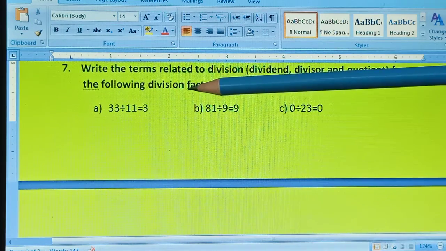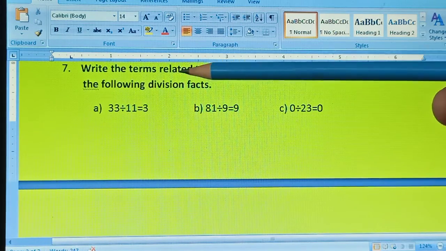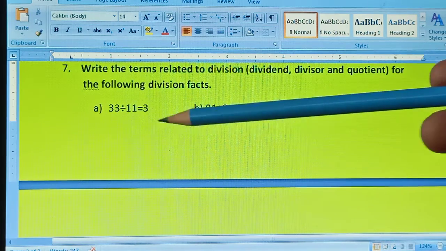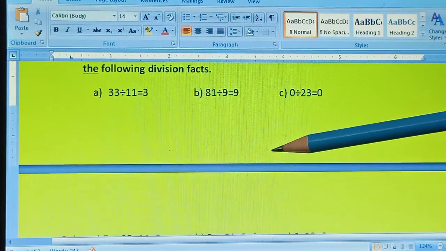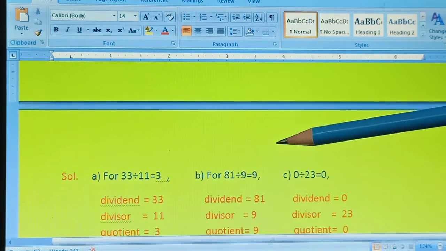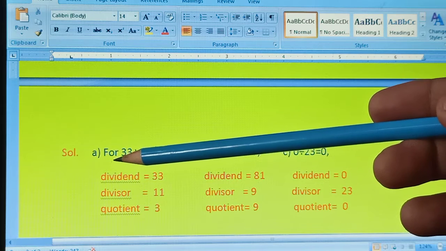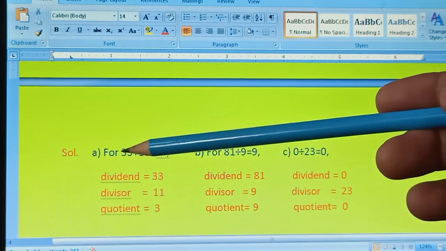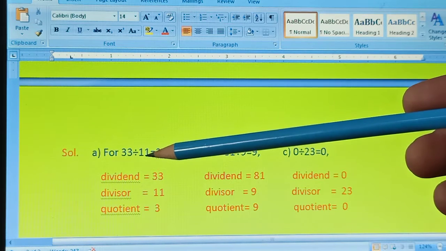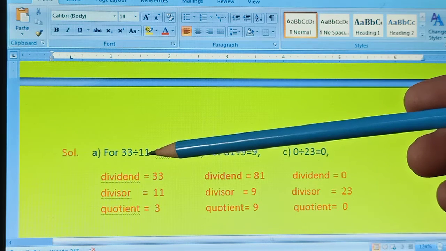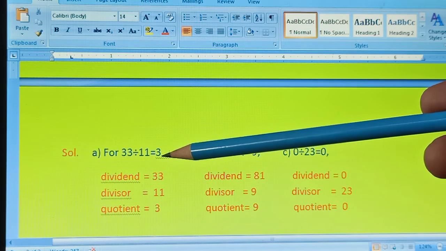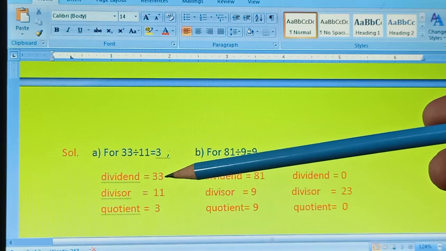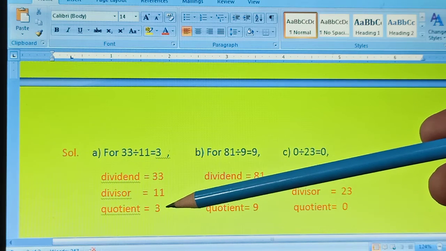So in this question you had to write the terms related to division, that is dividend, divisor and quotient for the following division facts. Now let's see. So here you can see for 33 divided by 11 equal to 3. Now this is always your dividend. This is your divisor by which you divide the number. This is your quotient. Okay. So dividend is 33, divisor 11, quotient 3.